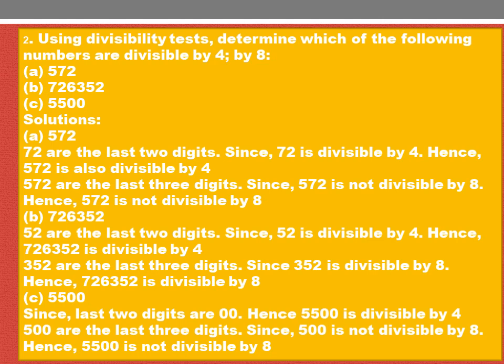Now part number C, 5500. Since the last two digits are 00, hence 5500 is divisible by 4. 500 are the last three digits. Since 500 is not divisible by 8, hence 5500 is not divisible by 8. Hope it is clear to you, children.